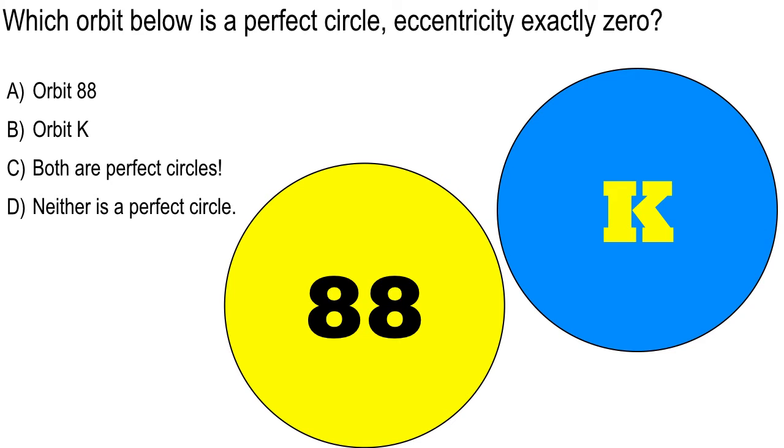That's very interesting. And let me just clue you in on what we've got here. Orbit 88 is the perfect circle. And only 2 people voted for... Raise your hand if you voted for orbit 88. 1 and 2, geniuses.